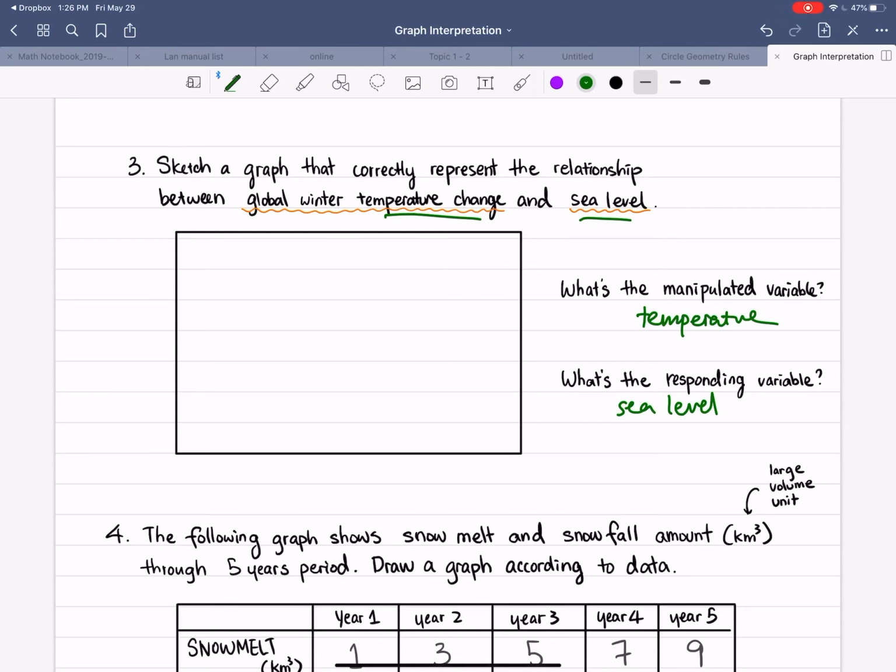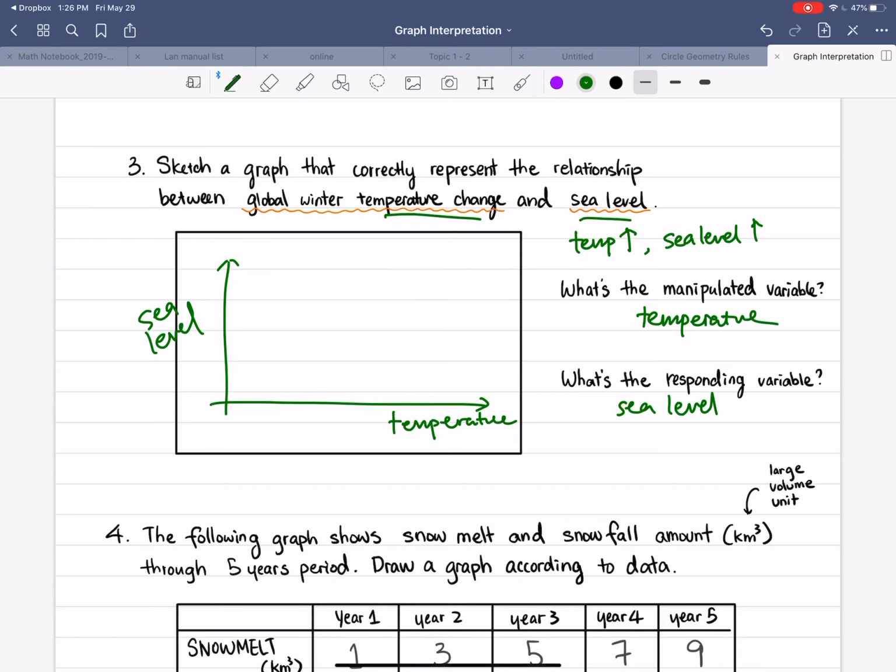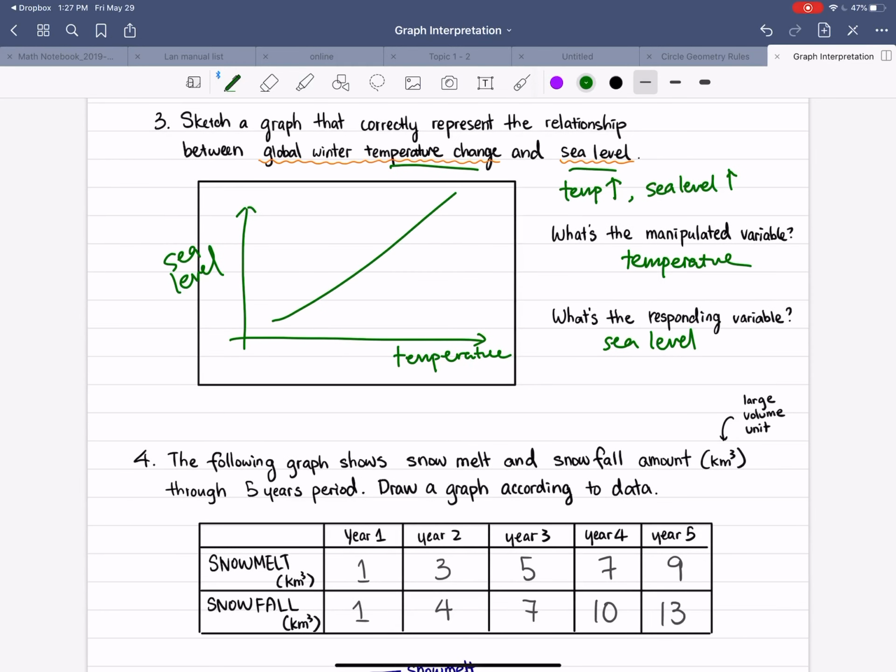All right, so as temperature increases, what happens to sea level? Ask yourself, as temperature increases, will sea level rise or drop? Normally, as global warming is happening, sea level will actually rise. We all know that, okay? So if we set up a graph where the x-axis is temperature and the y-axis is sea level, then as temperature increases from left to right, sea level will slowly rise. So that's the general trend line that I'm going to ask you to draw, okay?